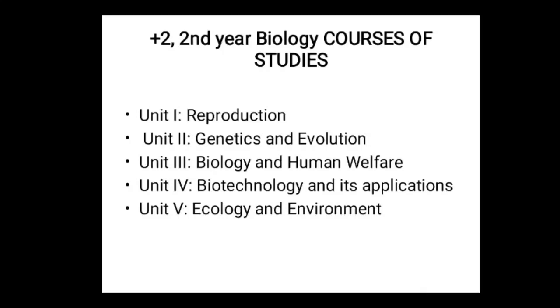Unit 3 contains biology and human welfare. In biology and human welfare, there are three parts. The first part is human diseases and health, and the second part is improvement of food production on a quantitative basis as well as a qualitative basis, how we can improve the food production level. Then it continues with tissue culture, apiculture, etc.